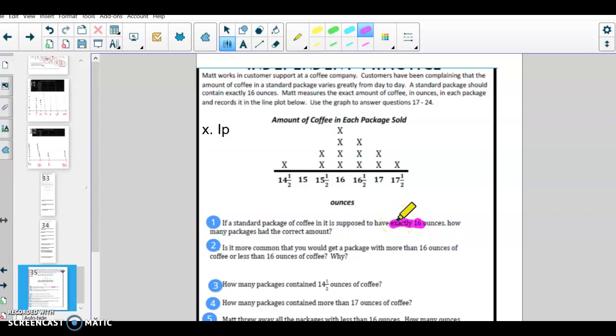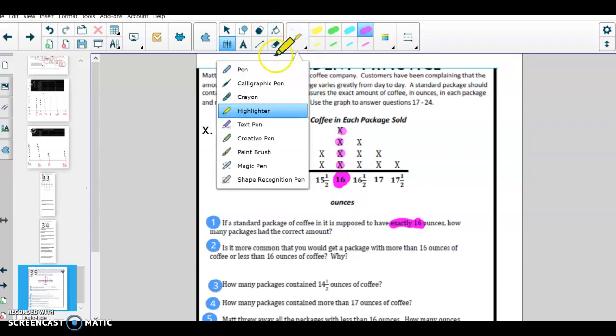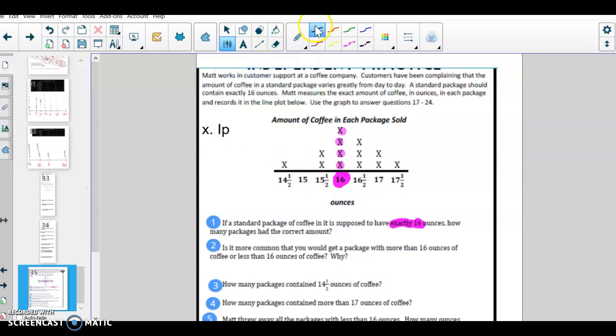So I'm going to go up to my line plot and find where the 16 ounces is. Here it is. Now, if I look above it, each X represents one package for 16 ounces. So 1, 2, 3, 4. So how many packages are exactly 16 ounces? You would record your answer in Go Formative here. Okay, now let's take a look at number 2.